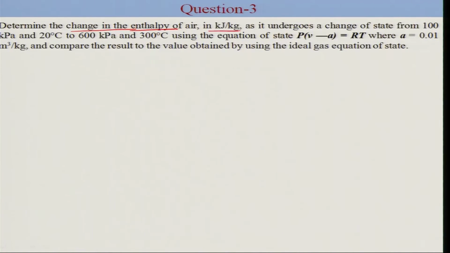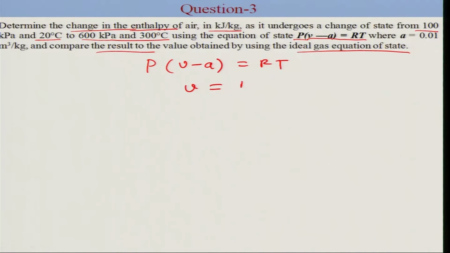Moving to the next question: determine the change in enthalpy of air in kilojoule per kg as it undergoes a change of state from 100 kilopascal and 20 degree centigrade to 600 kilopascal and 300 degree centigrade, using the equation of state P(V minus A) equals R T, where A is given as 0.01 meter cube per kg, and compare the results with the ideal gas equation of state. Since the equation of state is given, P(V minus A) equals R T, after solving for V, we get V equals R T by P plus A.